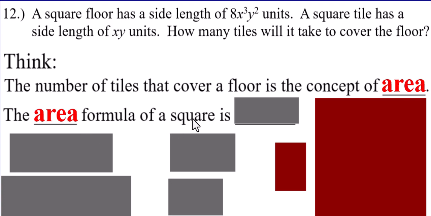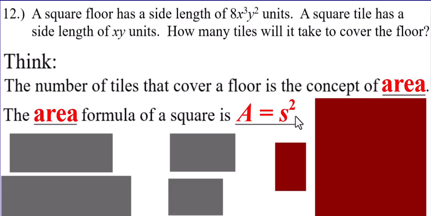But the area formula of a square, if you don't remember, you can look it up on your formula sheet. Hopefully you still have your formula sheet. But it's that the area of a square equals the side times itself, which is just the side to the second power, because the sides of a square are equal. They're congruent. So instead of length times width, it's just side times side, which is side to the second power.